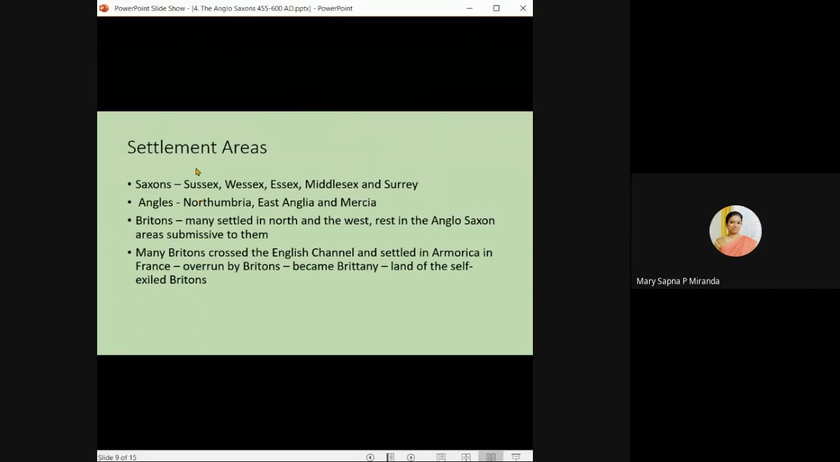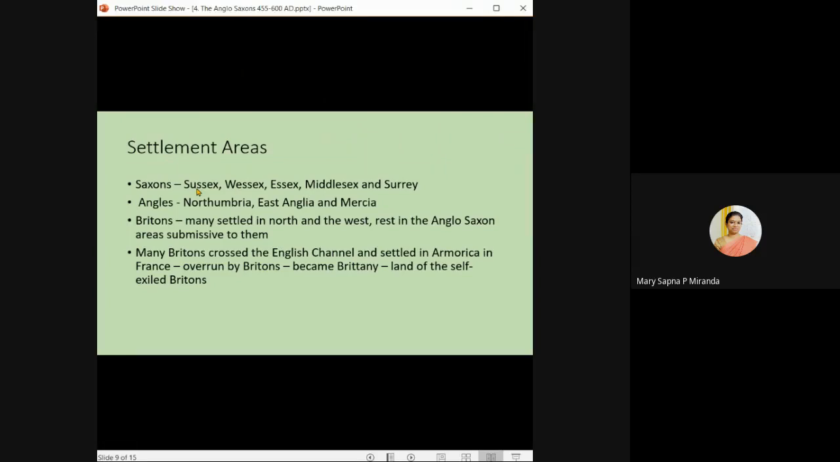So what happened to the Britons or what happened to the Celts? Many of them moved towards the northern region. Many of them went towards the western region as in Ireland and Wales, and north as in Scotland. So they went that side, and many of them stayed back in these Anglo-Saxon kingdoms. And then you have another group of Britons, people with Celtic origins. They crossed the English Channel and settled in a place called Armorica in France.